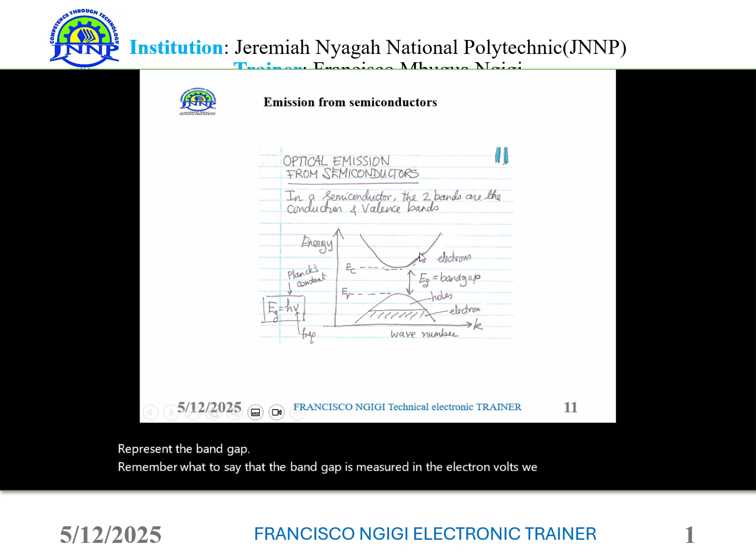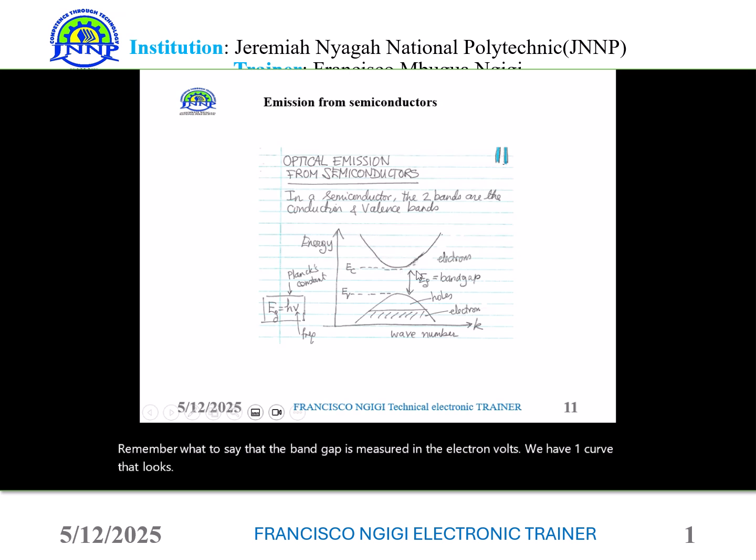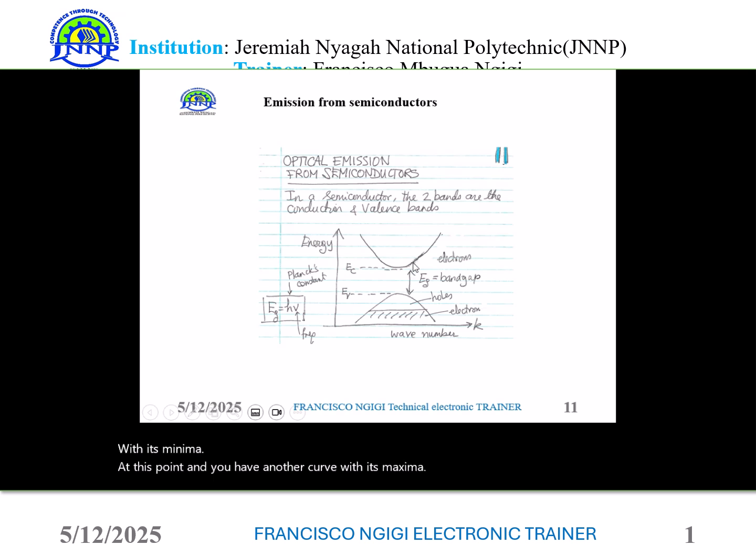We have one curve with its minima at this point, and we have another curve with its maxima at this point. Here we explain, for example, the concave and the convex. So we also have holes and electrons. Why am I introducing this? I want us to see the application of semiconductors as far as optical communication or fiber communication is concerned.